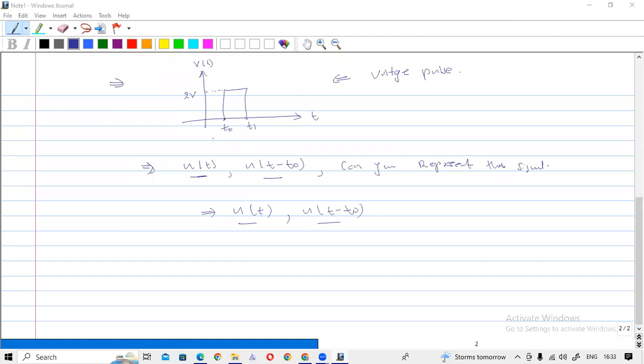So you can understand that T1 is greater than T naught. I think this is okay because this is just like 2 seconds, and this is just like 3 seconds or something, because the time is going this way. So definitely T1 is greater than T naught.